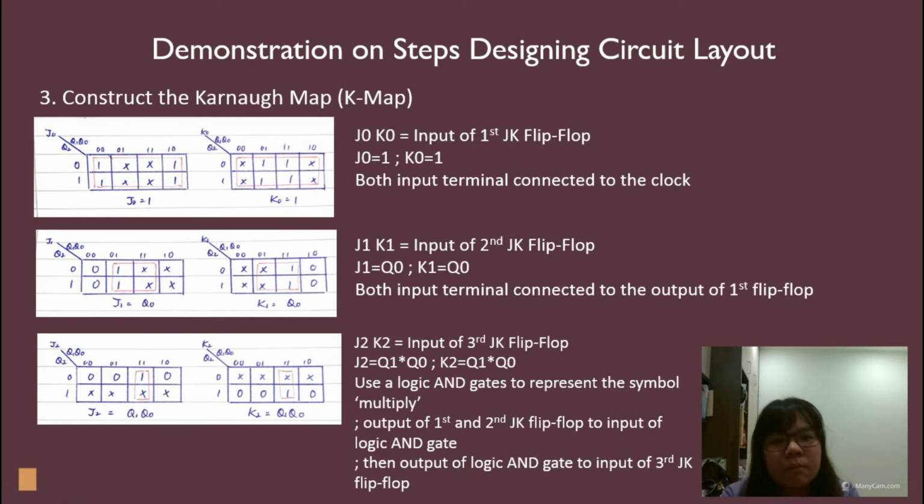Okay, so next we will construct for J1 and K1, which is the input for the second JK flip-flop, and then we will get the result of J1 equals Q0 and K1 equals Q0. So from here we can see that both input terminals of the second JK flip-flop are connected to the output of the first JK flip-flop.